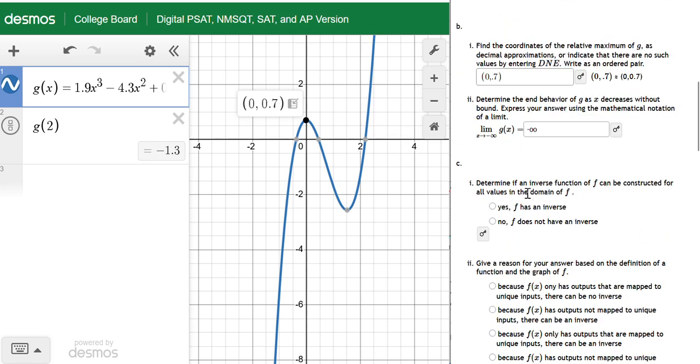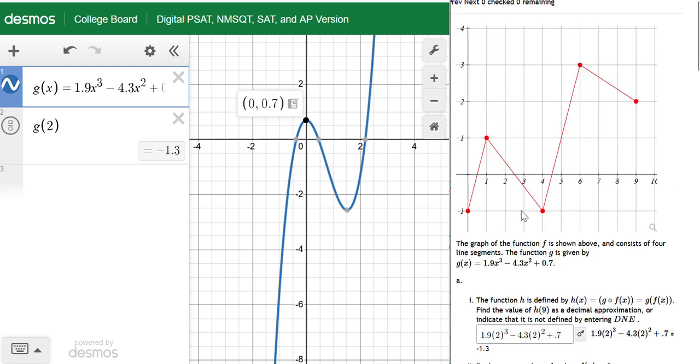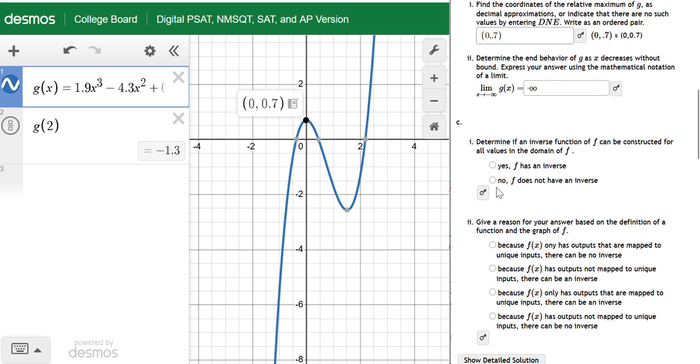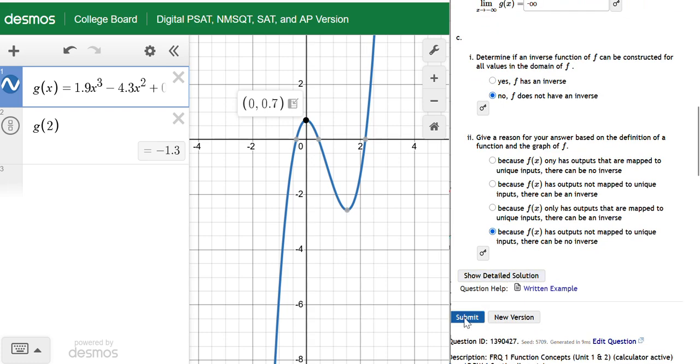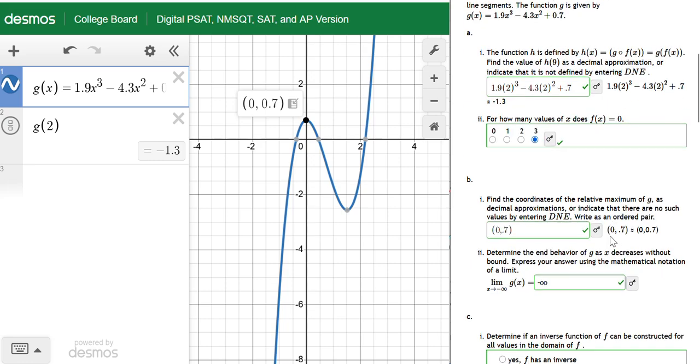The last set of questions has to do with an inverse. So again, it's referring back to the f function. When you look at a graph of a function, in order for a function to have an inverse, it needs to be 1-to-1, meaning that it has to pass the vertical line test, which this one does, and the horizontal line test. This does not pass a horizontal line test. There are multiple inputs that yield the same output. Therefore, the function cannot have an inverse, for the reason that it does have outputs that are not mapped to unique inputs. And so those would be our solutions for this question.